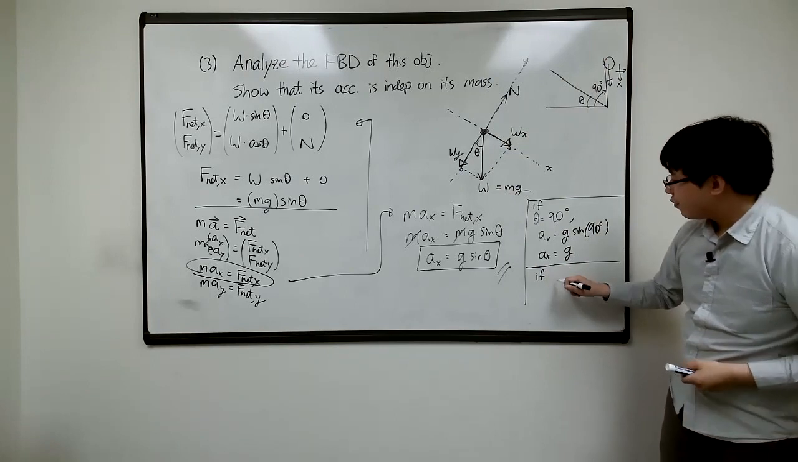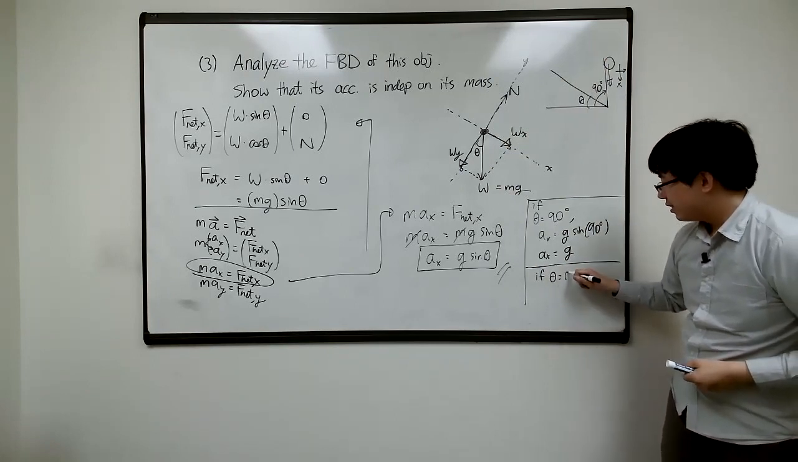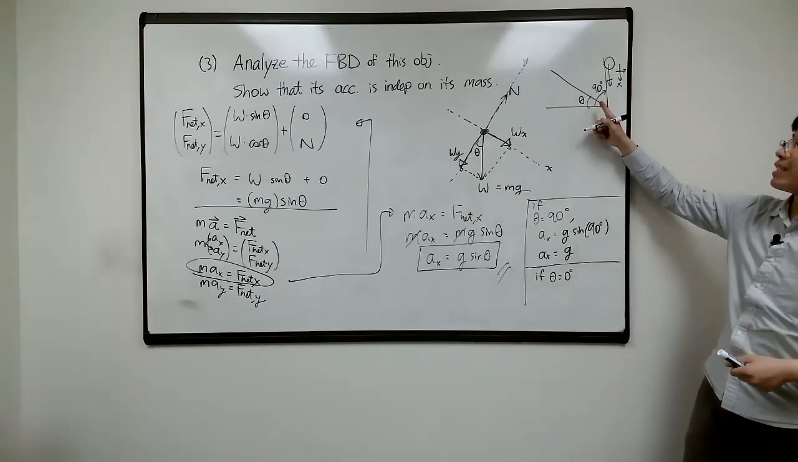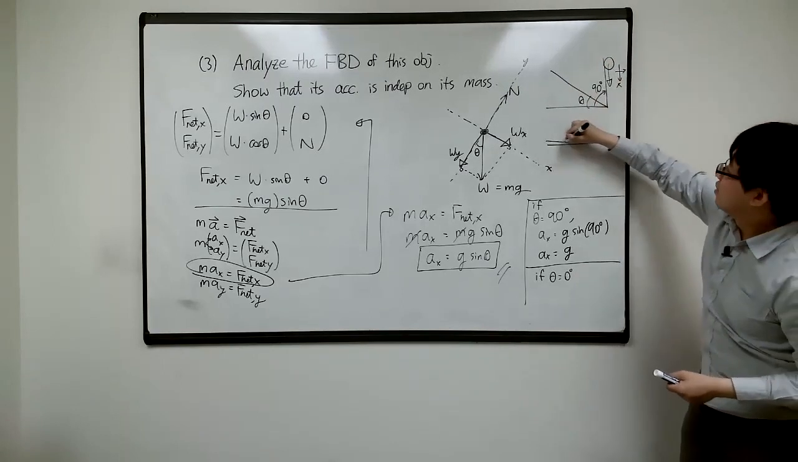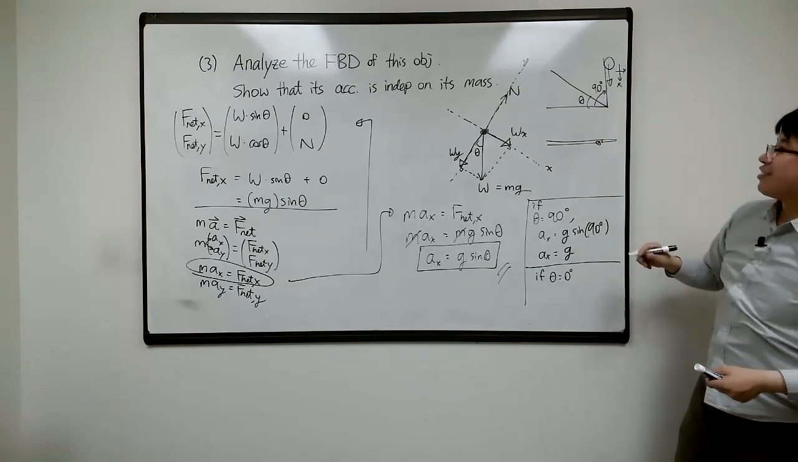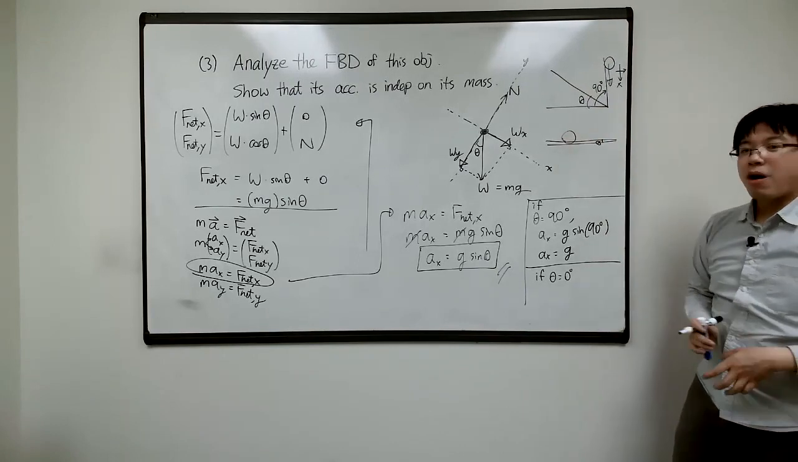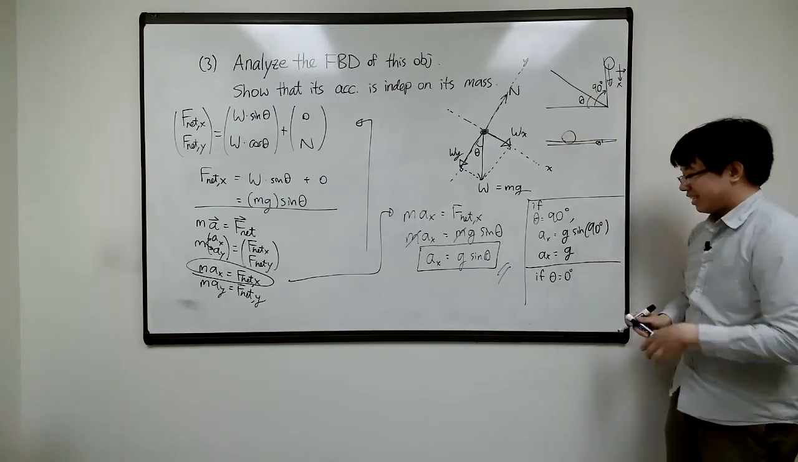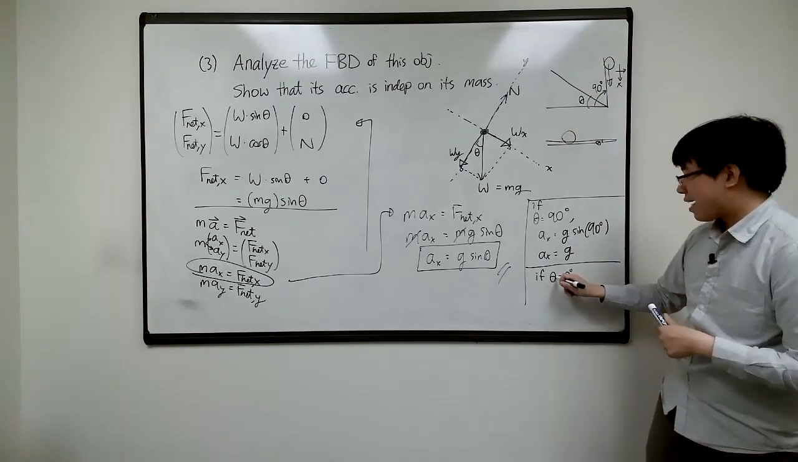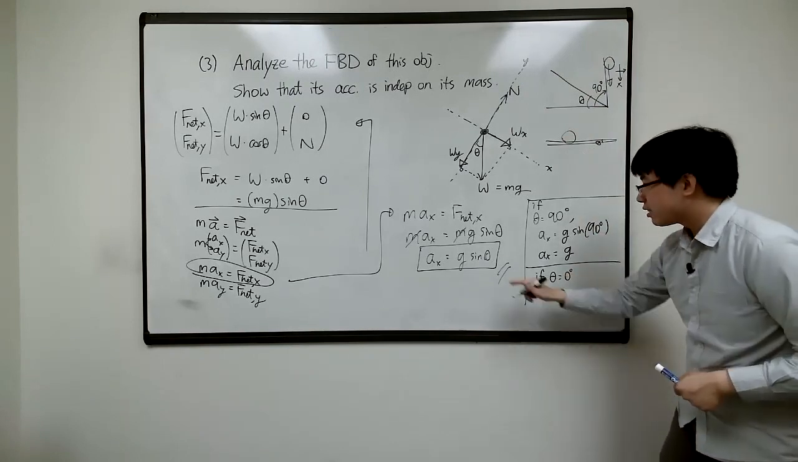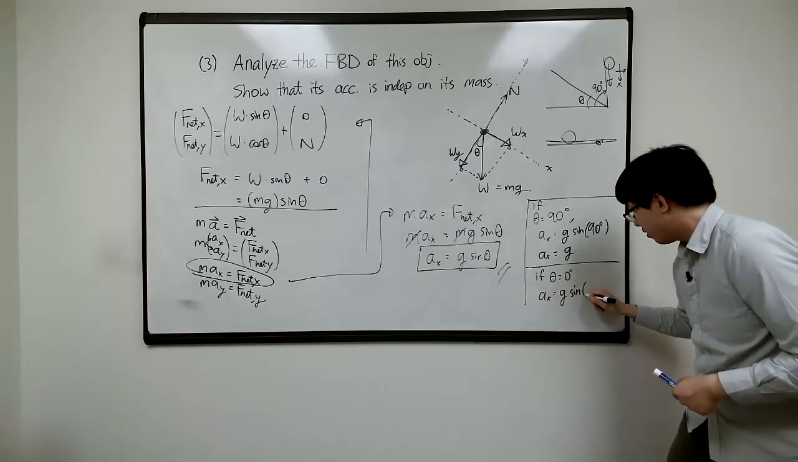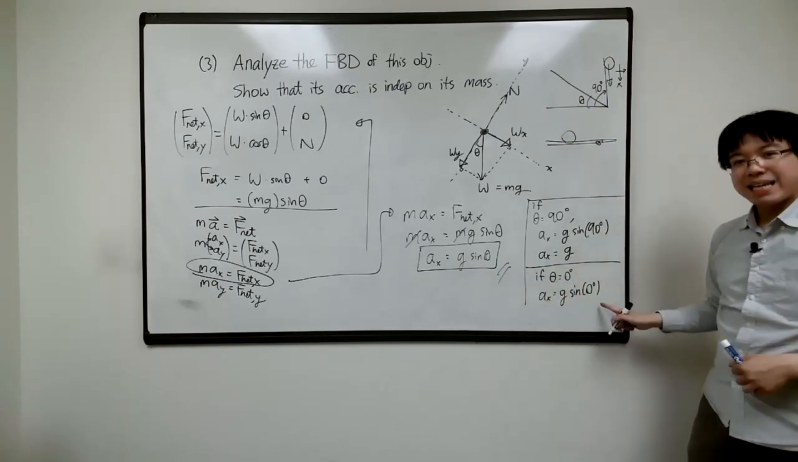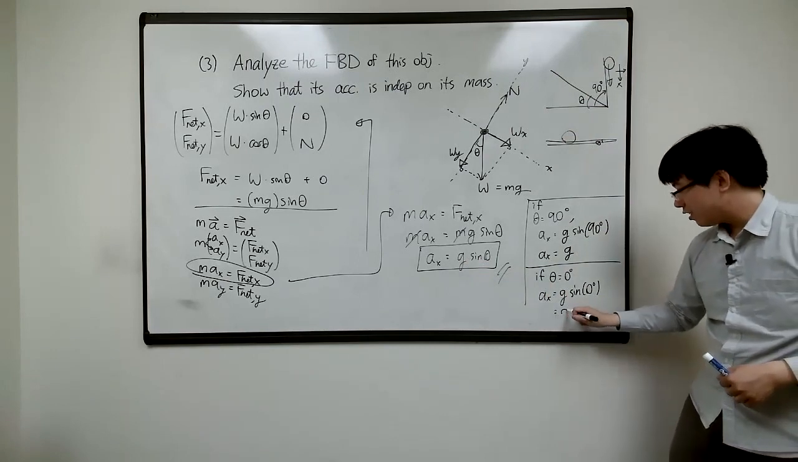What about if you make theta 0 degrees? Physically, what does that mean? It means it's flat. Okay, that's 0 degrees. If you put a ball here, what would you expect? Well, let's see if the math agrees with your intuition. Let's plug that in. ax equals g sine 0 degrees. Plug that in a calculator. What do you get? It's 0.